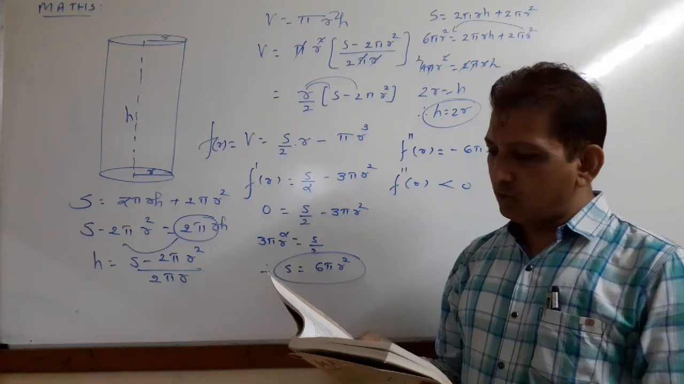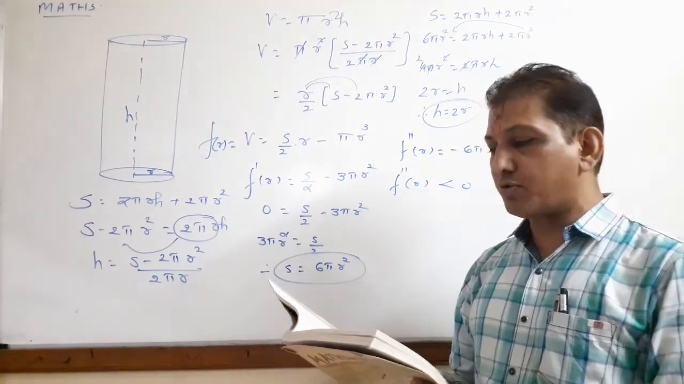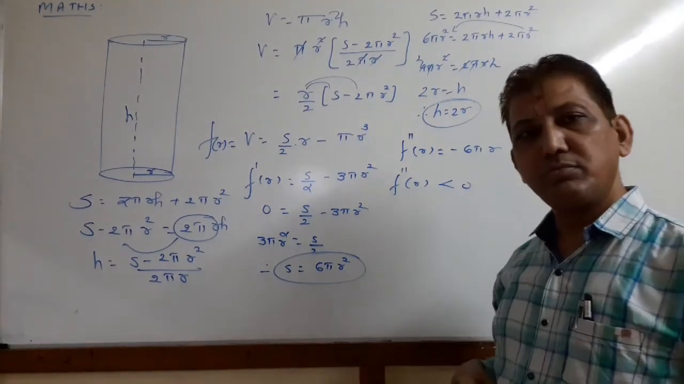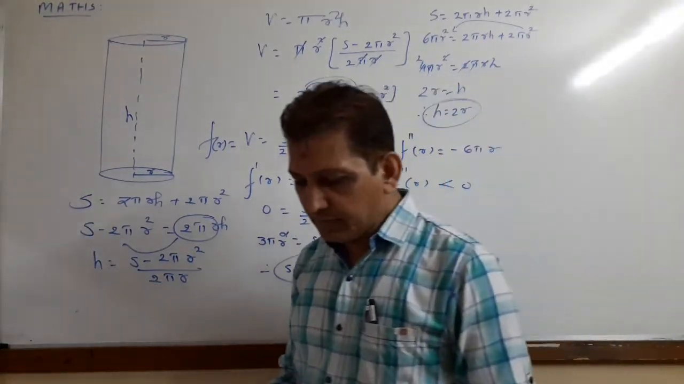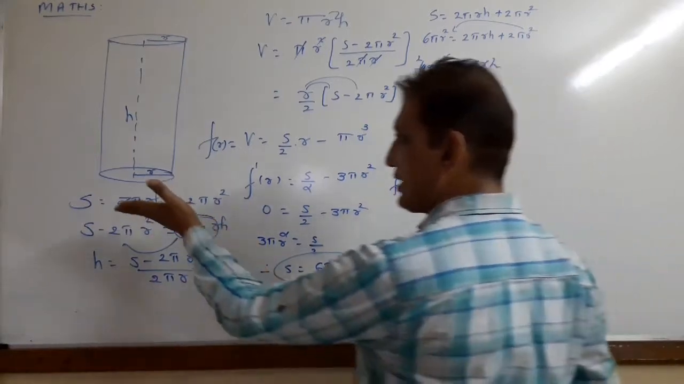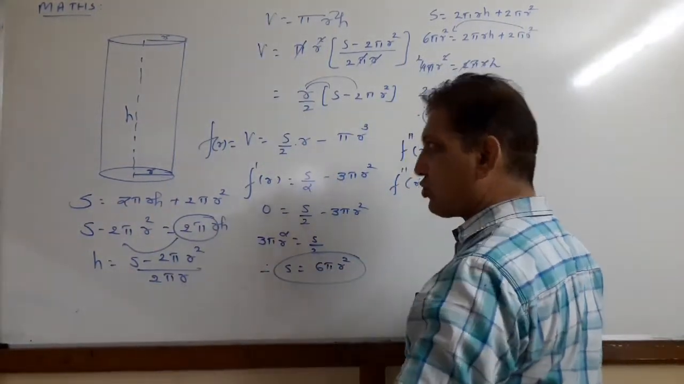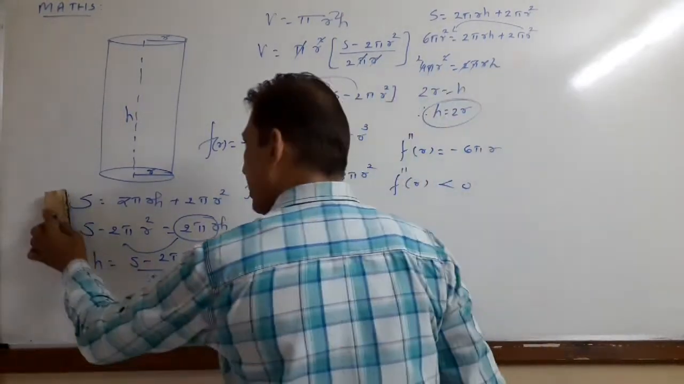Show that the right circular cylinder of given surface and maximum volume is such that its height is equal to the diameter of base. Height is equal to diameter of the base and maximum volume. Complete. Okay. Now question 21, same question. Here surface area is given and we prove the volume is the maximum. Now next question, volume is given, surface area is maximum or minimum. Same question.